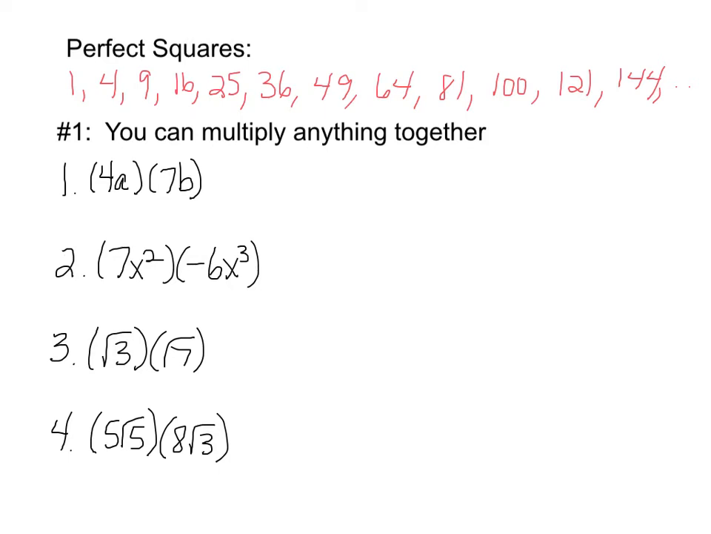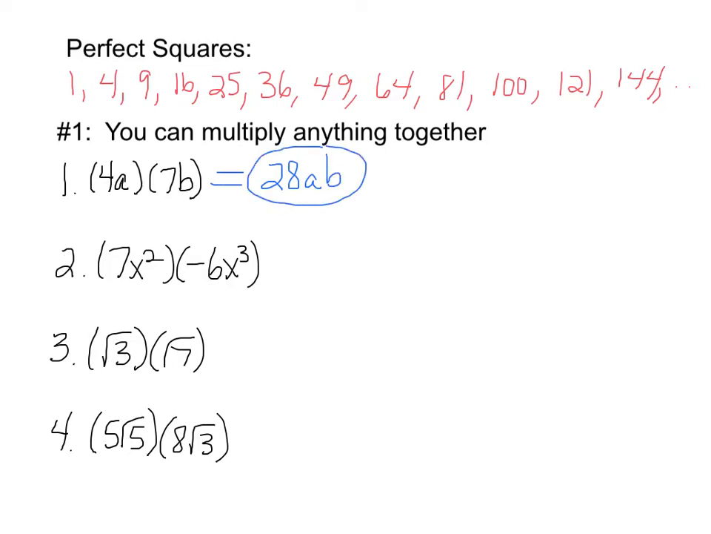We need to remember stuff from earlier this semester. Rule number 1, you can multiply anything you want together. Anything. So if I wanted to multiply 4a times 7b, I can multiply them because I'm going to end up with 28ab. That's my final answer.